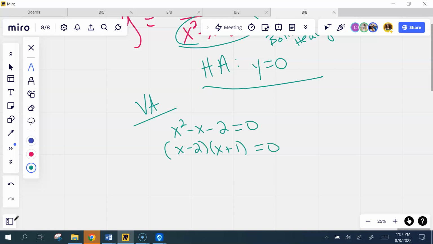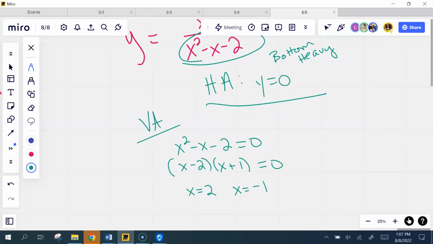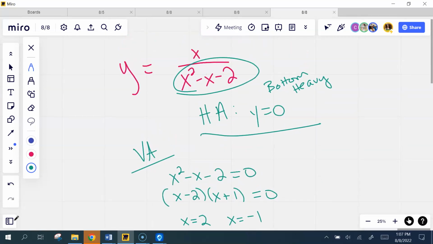Shortcut this one because there's no leading coefficient. What multiplies to -2 but adds to -1? That's right. So what are the solutions here? 2 and -1. Those should be vertical asymptotes on my graph, right? So if I graph this, I should have a horizontal asymptote at 0 and 2 vertical asymptotes at -1 and 2. Now, nothing canceled out here, right?